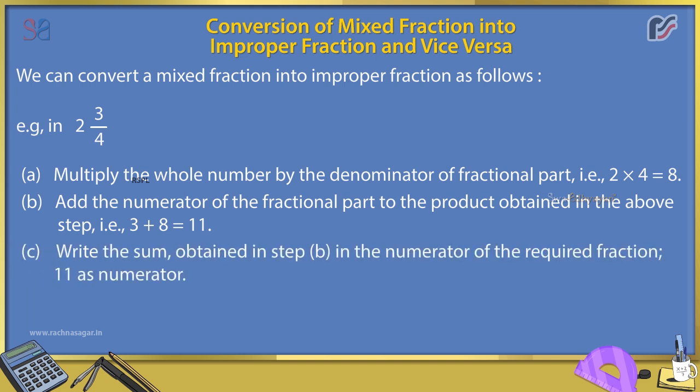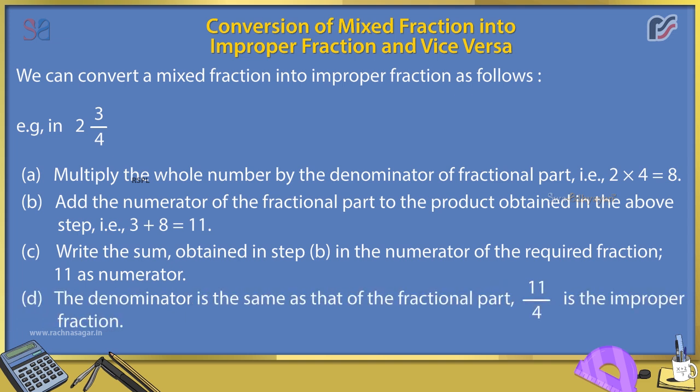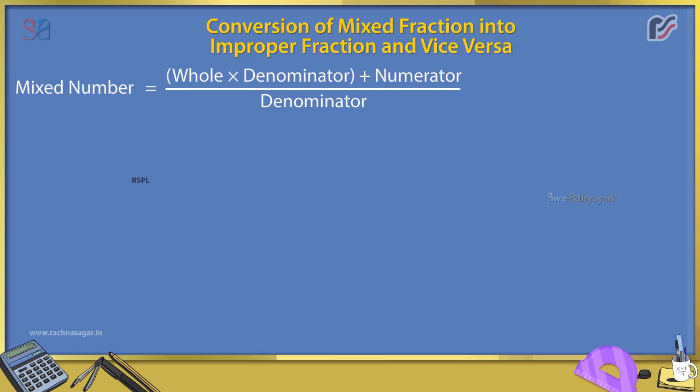C. Write the sum obtained in step B in the numerator of the required fraction, 11 as numerator. D. The denominator is the same as that of the fractional part. 11 by 4 is the improper fraction. Mixed number is equal to, in the brackets, whole into denominator plus numerator, by denominator.